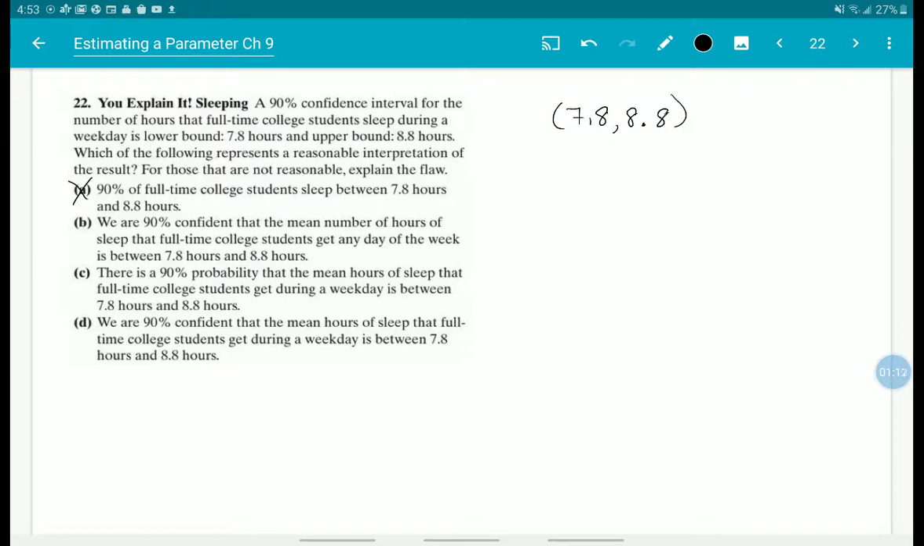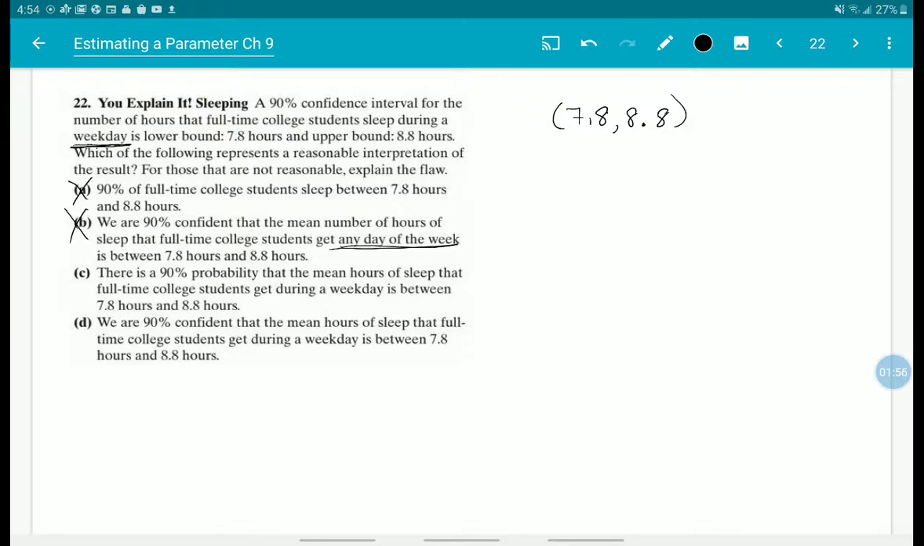If we look at B, B says we are 90% confident that the mean number of hours of sleep that full-time college students get any day of the week is between 7.8 hours and 8.8 hours. So if we compare to our scenario, the scenario is talking about weekday, so Monday through Friday here. This is talking about any day of the week. So these aren't comparing the same thing. It's a very subtle difference, but it makes a difference in that interpretation. So that statement's flawed because we're not talking about any day of the week. We're talking about just weekdays based on the scenario given to us above.